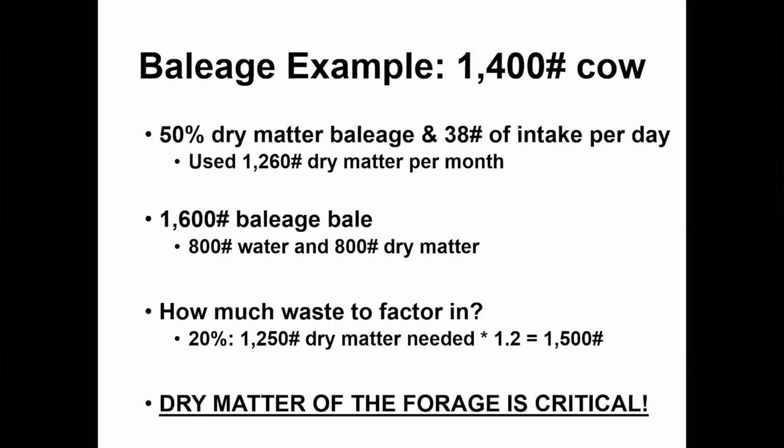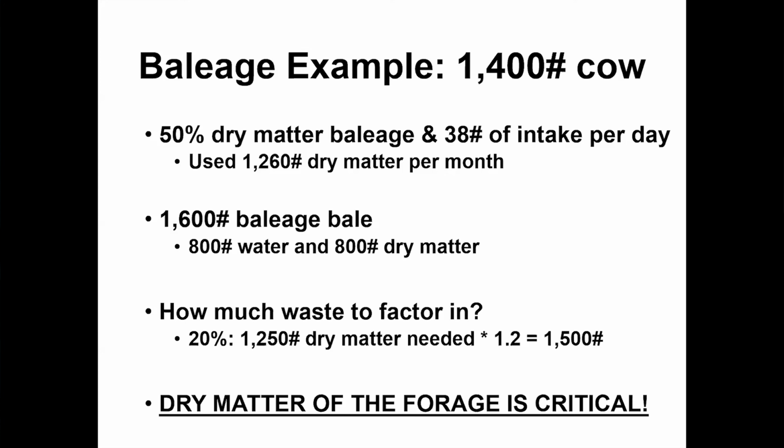Now you've got to factor waste in here. One thing I will point out that I've noted a lot: when we feed baleage, it sure seems like the waste is less. It sure seems like they find it to be more palatable. They clean them up a little better. So a 20% waste factor might be a bit high, but if you need 1,260 pounds per month, and you multiply that by 1.2 to factor in 20% waste, that gets you about 1,500 pounds of dry matter, or nearly 2 baleage bales per cow per month. But understand that that waste factor is going to be an important consideration in this calculation.